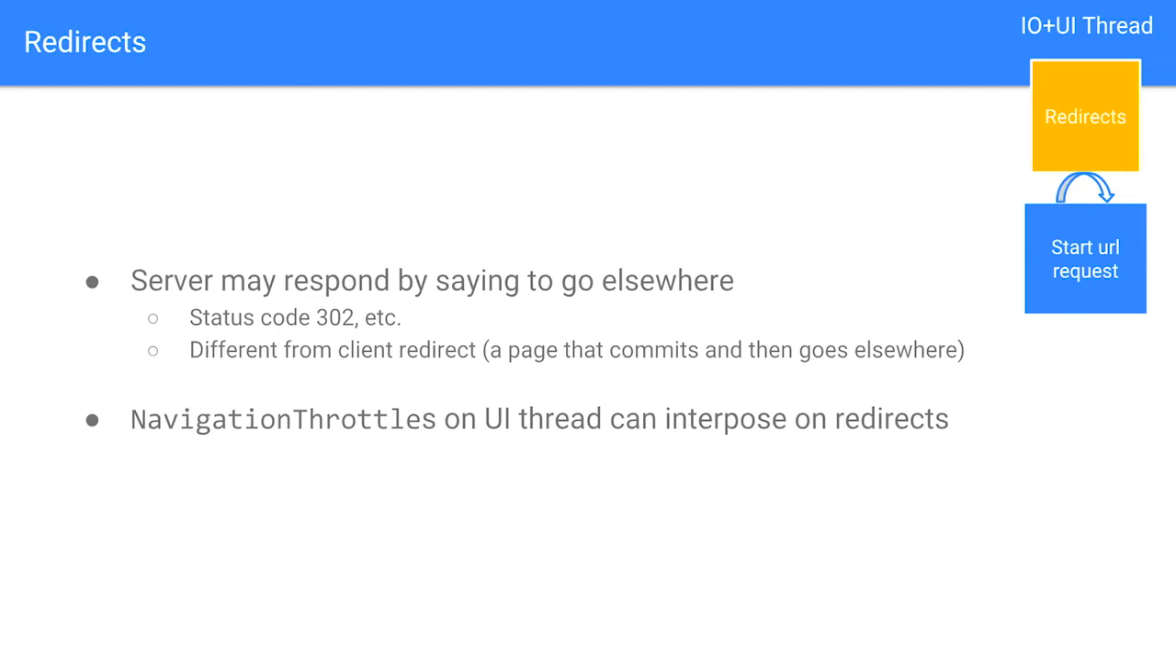Those are different than client redirects. Client redirects are also kind of a little bit of a confusing thing because you actually end up navigating to a document, start loading it, and the document itself says, I'm not what you're looking for, go somewhere else. So basically, client redirect is where we've actually committed a document, and the document uses either JavaScript or an HTTP header or HTML to tell you to redirect over somewhere else. And then, as we mentioned, navigation throttles can also interpose on redirects and prevent you from redirecting if you don't want to follow it.